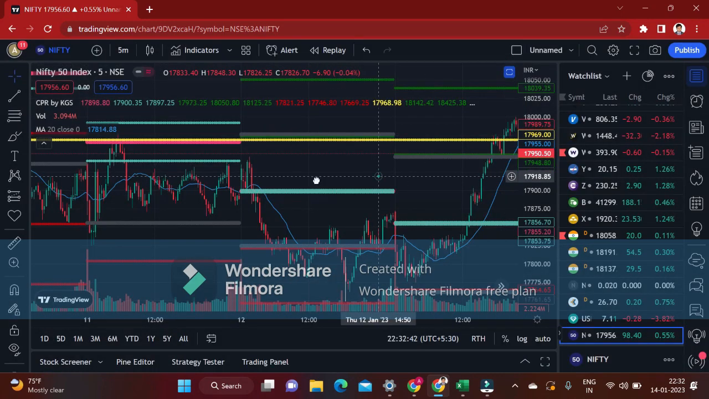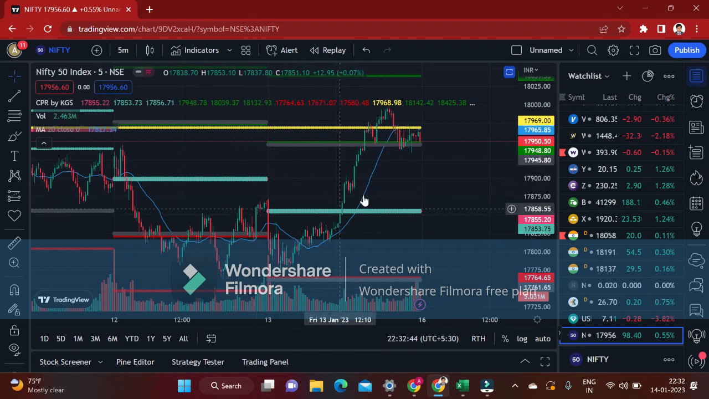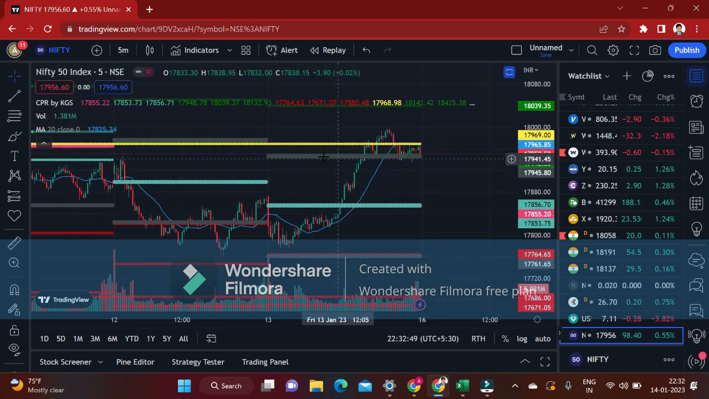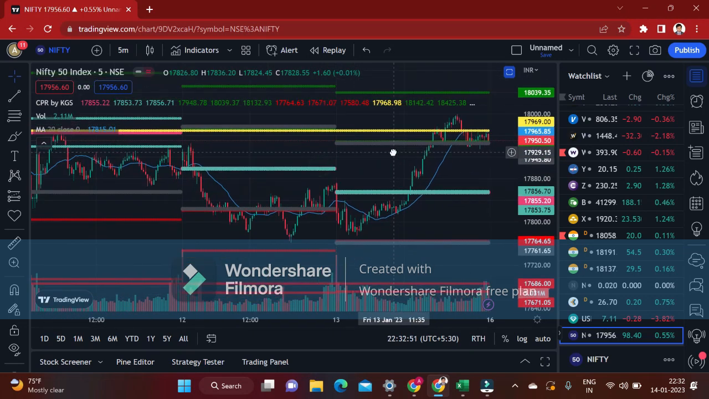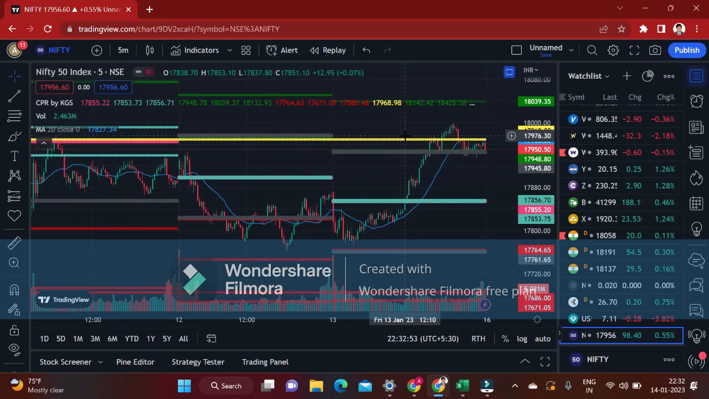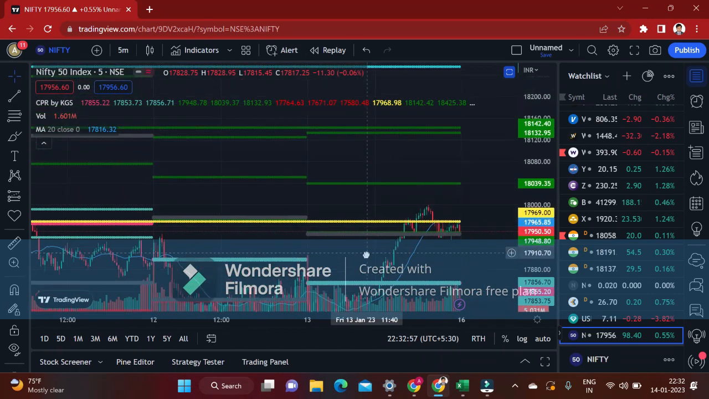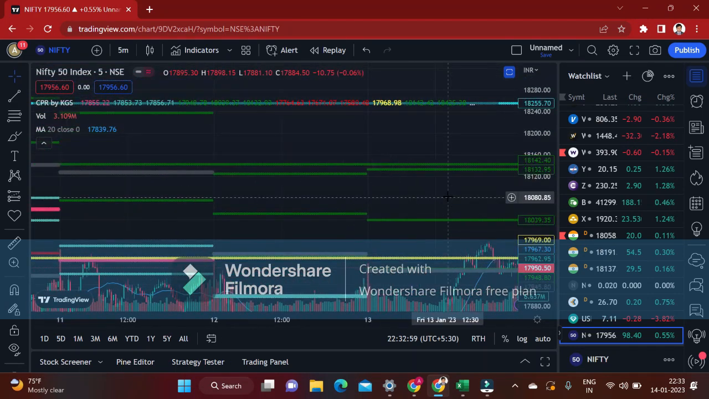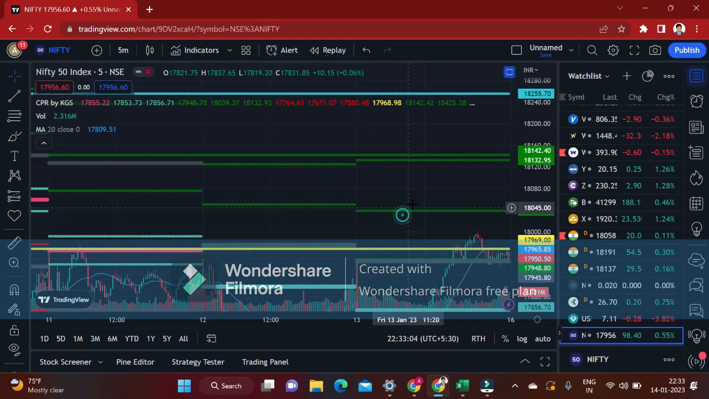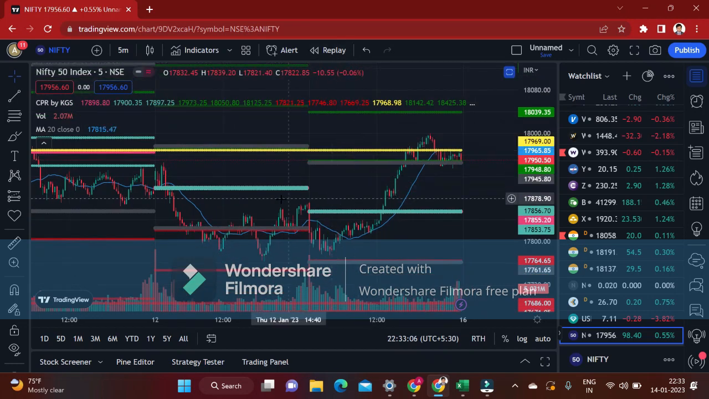So this is the setup. I'll tell you again. I also kept the weekly pivot here, this yellow line. And if you want to keep a monthly pivot also, you can keep it. These are all the ranges I am keeping. This is the setup.